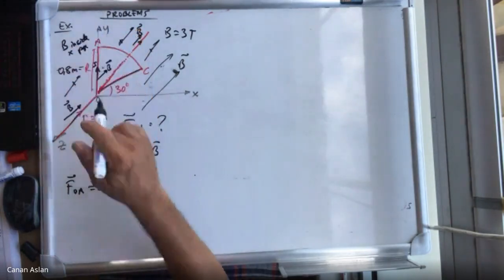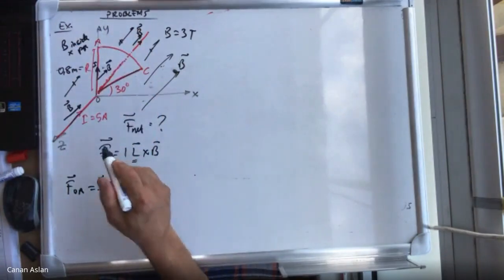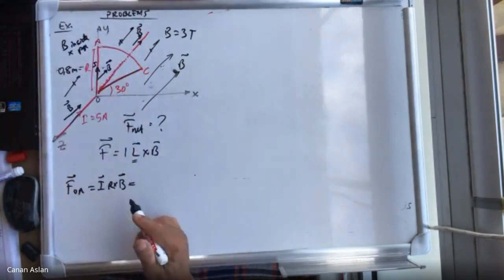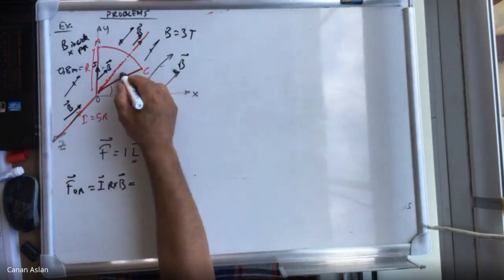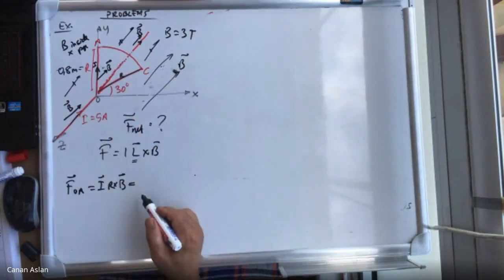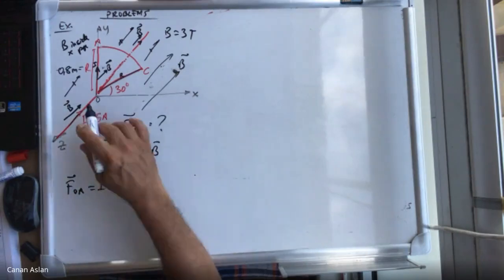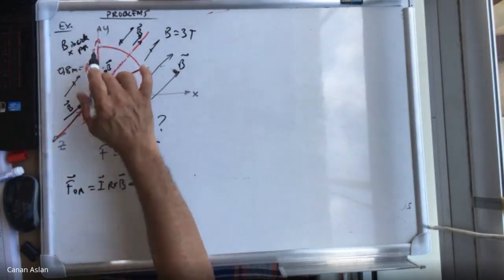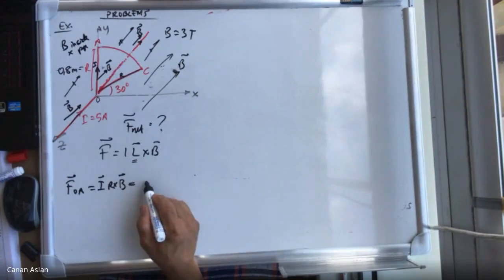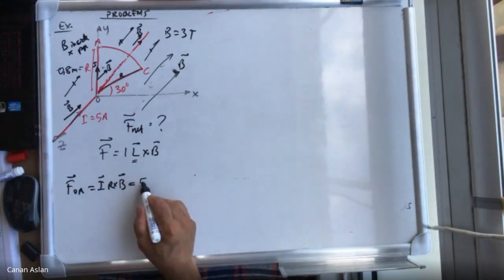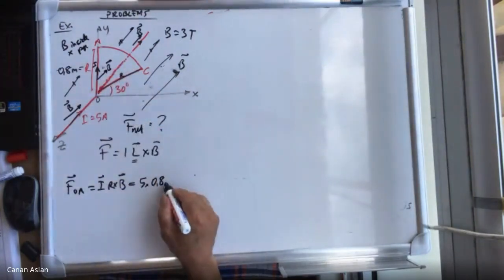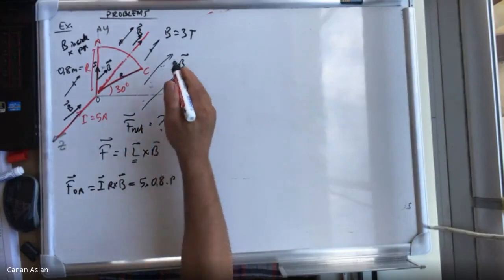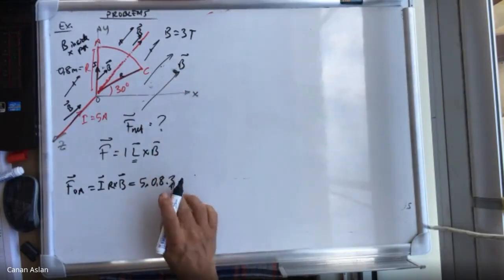Because the length is R now, as you see. This L happens to be R there because this left side is R. Since this is a semicircle, this is also R, by the way. So now R cross B. As you see, the current is in the positive Y direction. Let's write the values first. 5 times the radius, which is 0.8, times the magnetic field B, which is 3 Tesla.